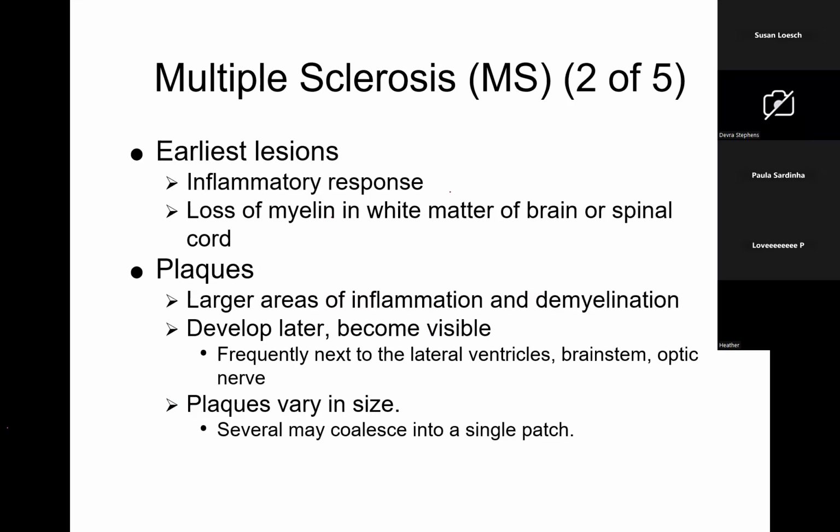Research says that there's a certain protein in the blood clotting mechanism that can trigger the immune response here. Large areas of inflammation and demyelination will become what we call plaques. And later we can actually see these in the ventricles of the brainstem, and in the optic nerves. The plaques will vary in size. And then initially the inflammation can subside and neurofunction can return.